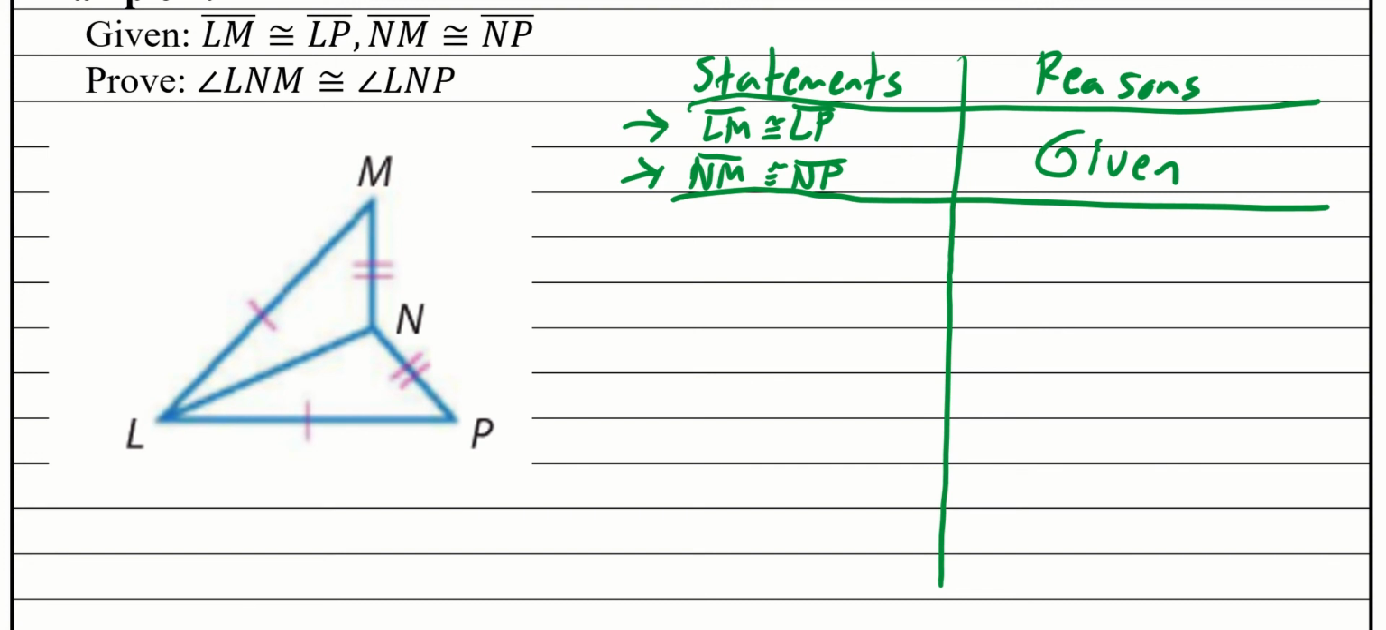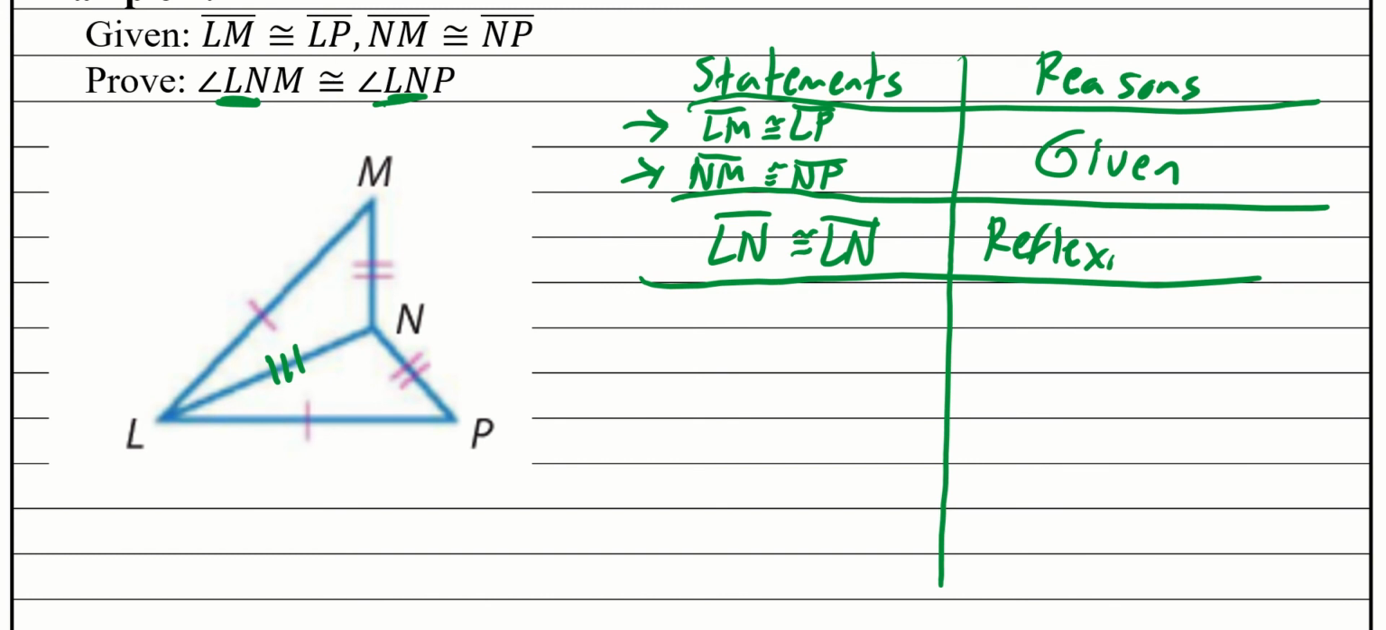There's usually either a shared side or vertical angles, and in this case there is a shared side, LN. And so I can say LN is congruent to LN. And I notice I can just keep those in the same order. I don't have to swap those around, because if I look at my proof statement, LN and LN match up. Okay, and what is my reason for this? We've talked about this before. This is what we call the reflexive property. If something is congruent to itself. Okay, the reflexive property here.